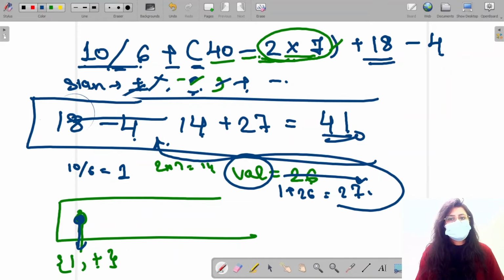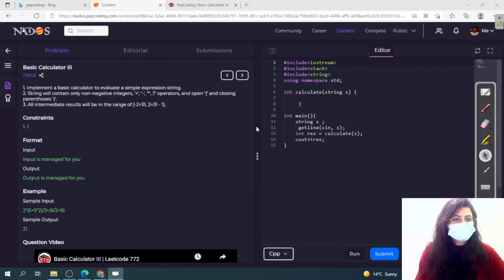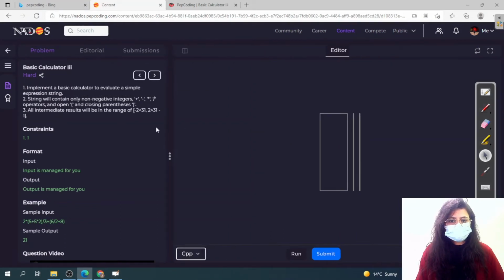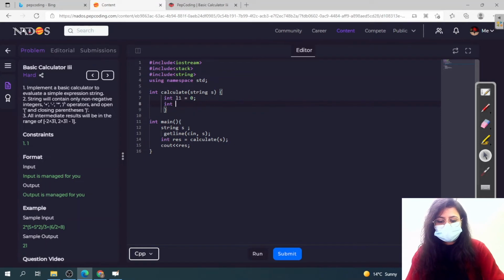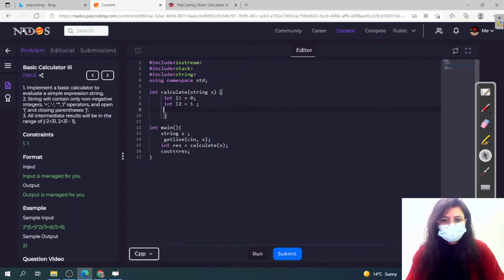So let's code it now. So we are given a calculate function. Let's take the values. int L1 equals to 0, int L2 equals to 1, int O1 equals to 1, and O2 equals to 1.